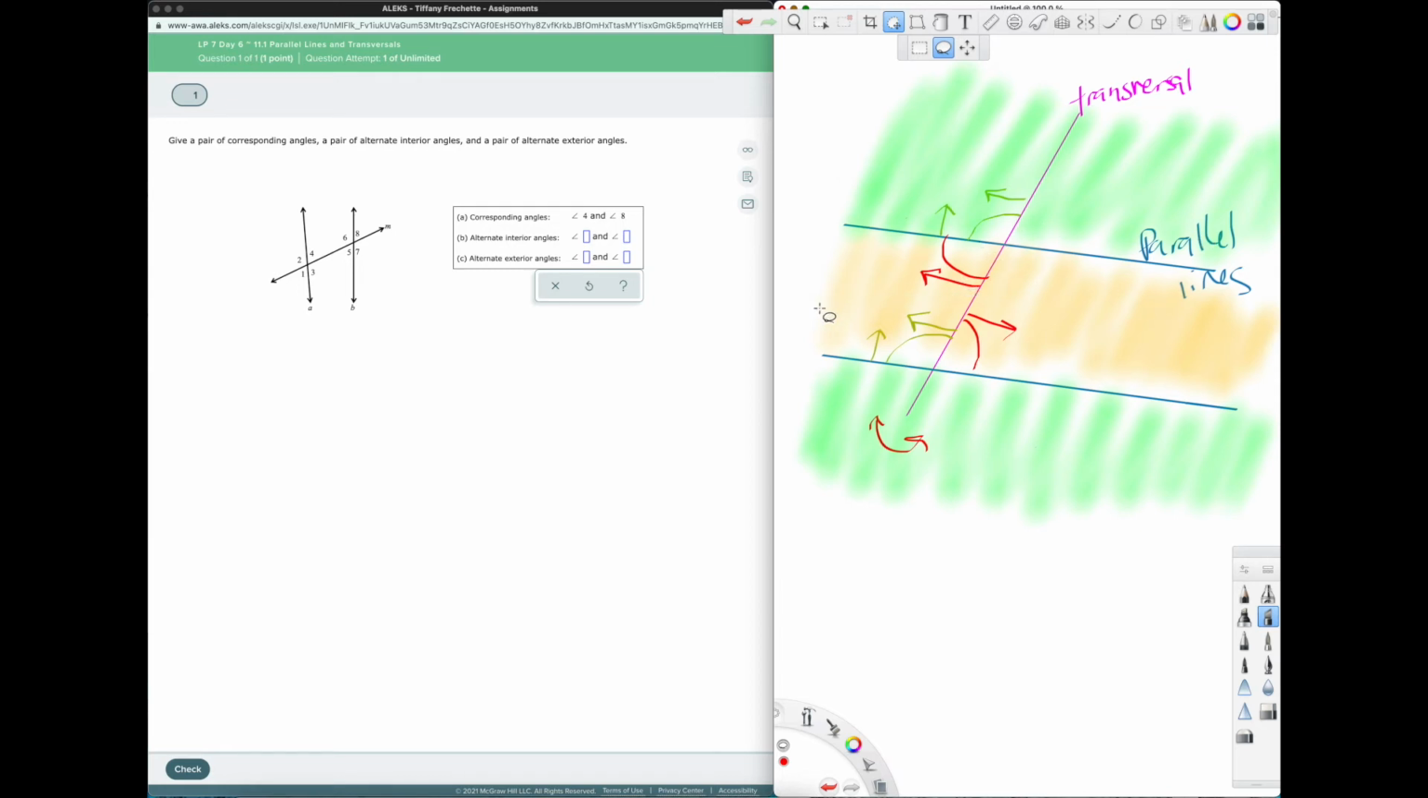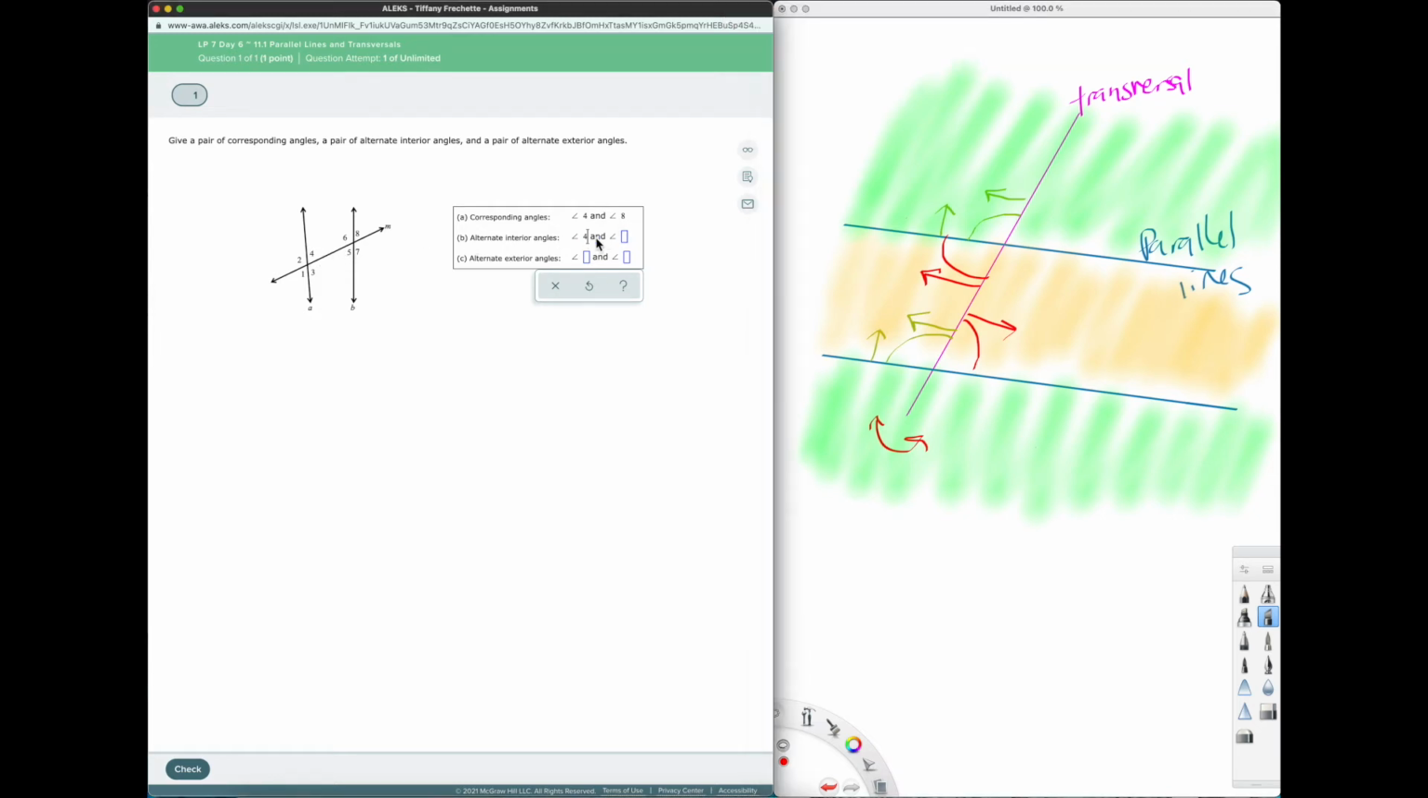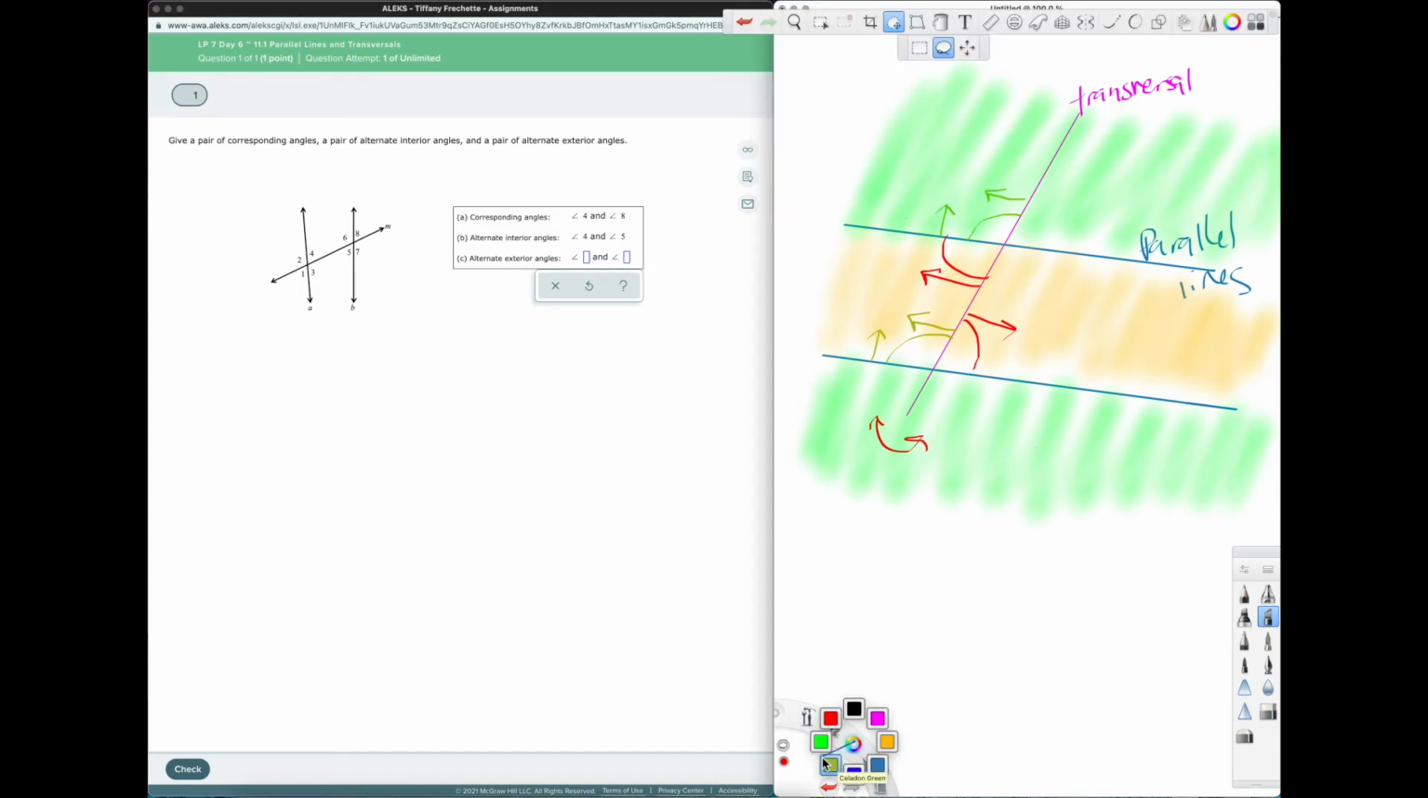All right, so now we know in between the two lines, which should be parallel, but we're just going to stay in between. So this time we're in between here, so anything in here. So if I pick 4, I need to go to the opposite side of the transversal and slide as far away as I can without leaving the inside. So it's going to be 4 and 5. 4 and 5. Okay.